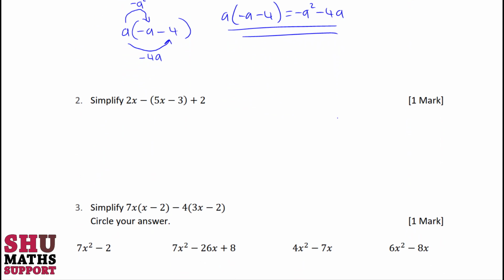So we'll just rewrite that underneath. We have 2x minus, and because we have minus and then a bracket, I'm going to treat this minus as a minus 1, as then we're able to times minus 1 by the terms inside the bracket. So we have 2x minus 1 times by 5x minus 3 plus 2. And then we're going to just focus on the minus 1 for now. So we have minus 1 times 5x, which is minus 5x. And we have minus 1 times minus 3, which is positive 3.